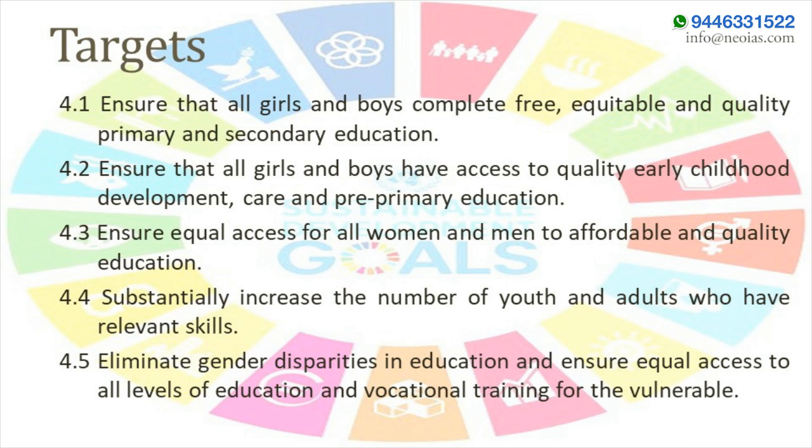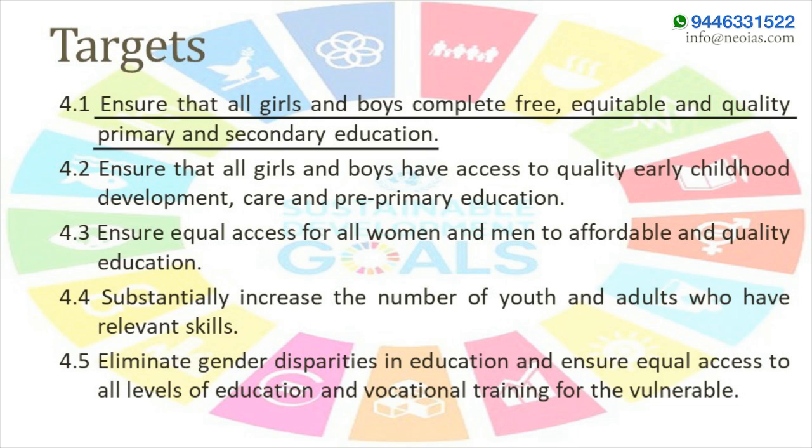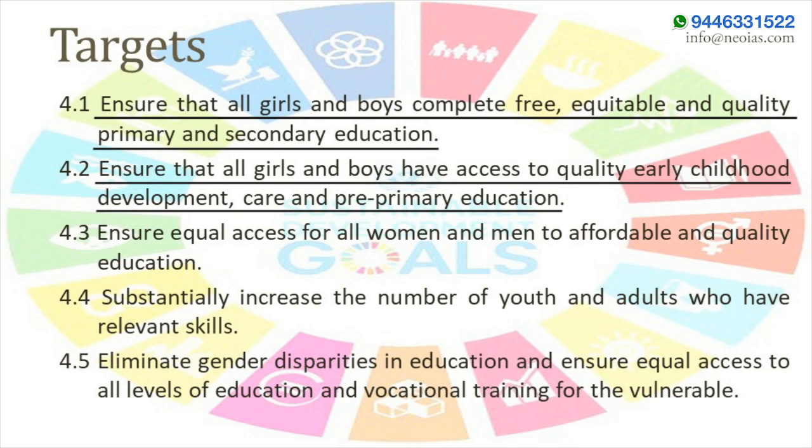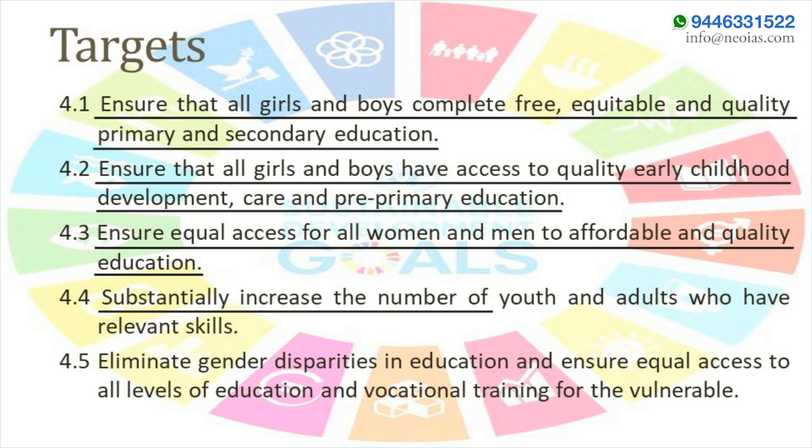So we will look at the targets. First one is to ensure that all girls and boys complete free, equitable and quality primary and secondary education leading to relevant and effective learning outcomes. Next, by 2030, ensure that all girls and boys have access to quality early childhood development, care and pre-primary education so that they are ready for primary education. Next one is by 2030, ensure equal access for all women and men to affordable and quality technical, vocational and tertiary education including universities. Next one, by 2030, substantially increase the number of youth and adults who have relevant skills including technical and vocational skills for employment, decent jobs and entrepreneurship.